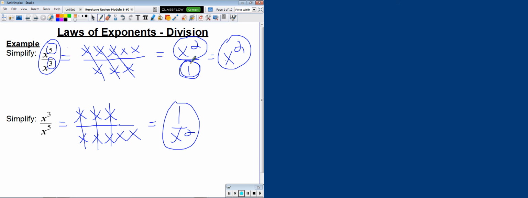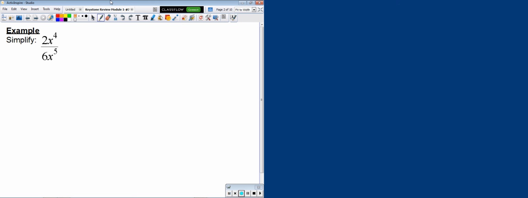Same thing here if we're talking shortcuts. If I do bigger minus smaller, 5 minus 3 is 2, so the answer is x squared, and the answer goes on the bottom because there are more x's on the bottom than on the top. So that's some different things with the shortcut there. Let's apply that shortcut to some other examples.